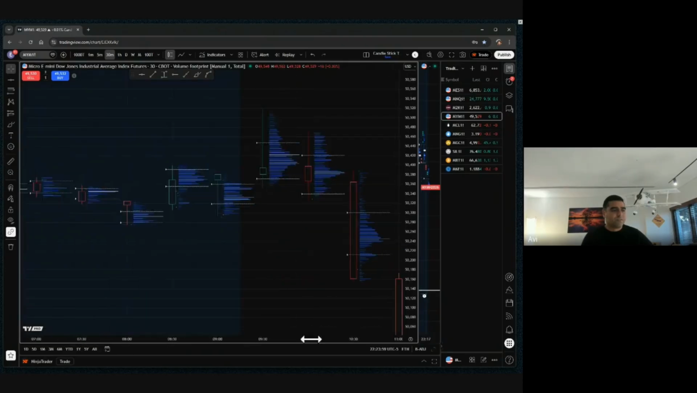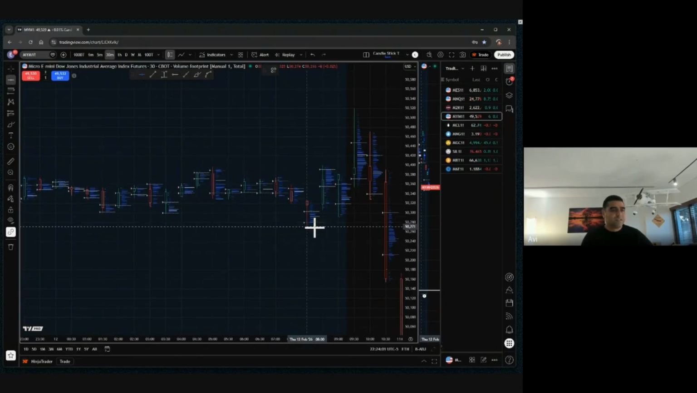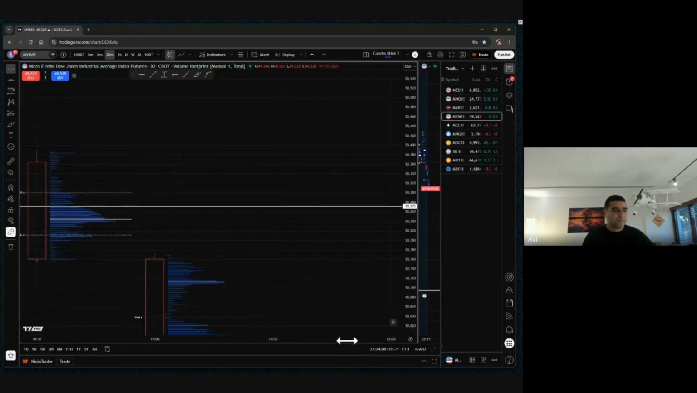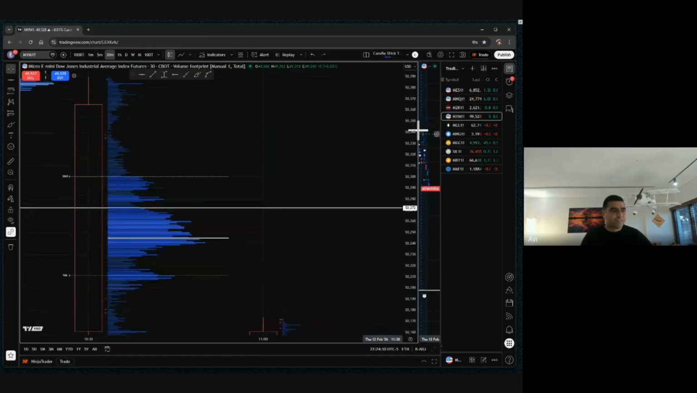Sorry, let's zoom out, put the level where we need it. It's right about there. That's your support that it breaks down through. Man, the zoom feature is a little funky on this chart.